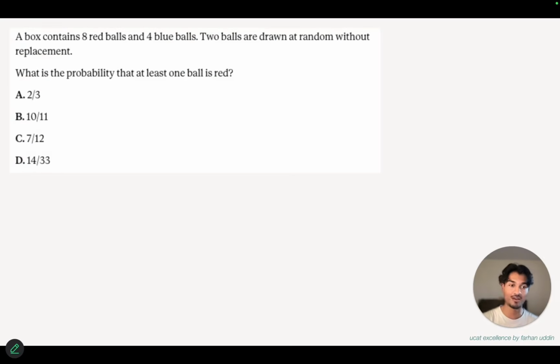So pause the video now and have a go. All right, let's go through this one together. So we've got a box containing 8 red marbles and 4 blue balls. So 2 balls are drawn at random without replacement. What's the probability that at least 1 ball is red? So without replacement here is the key.